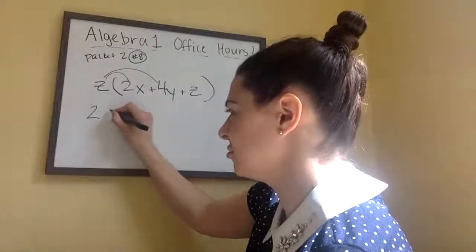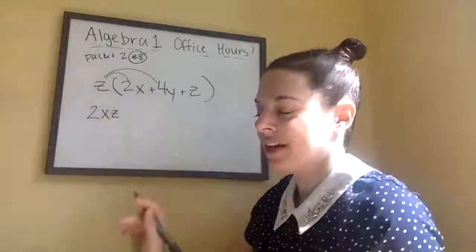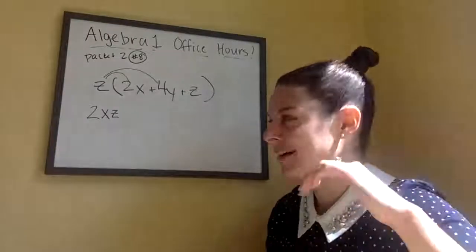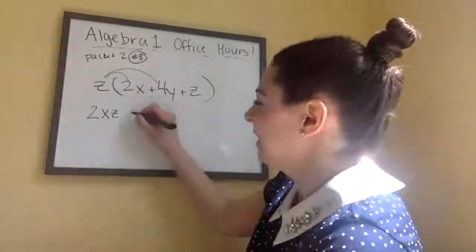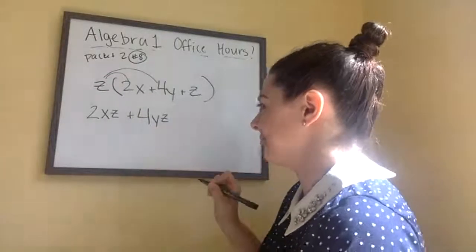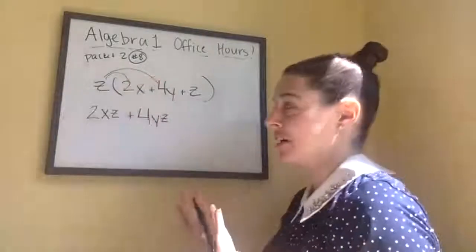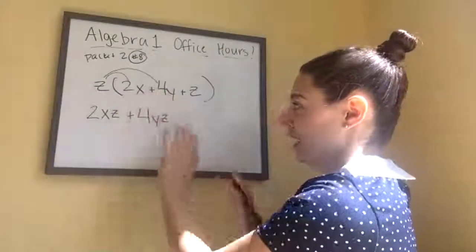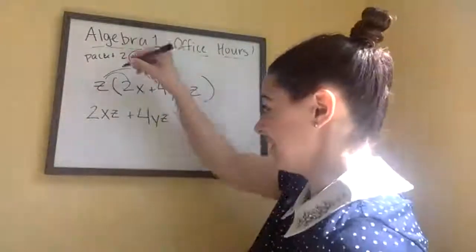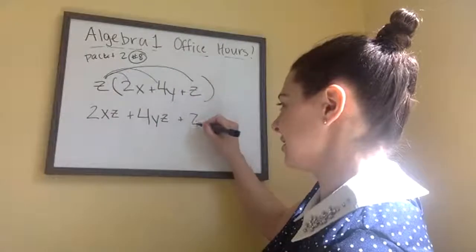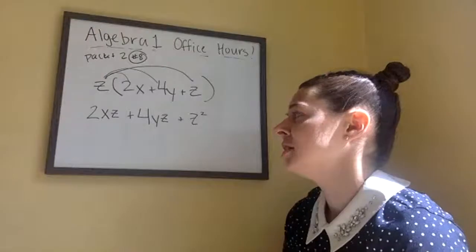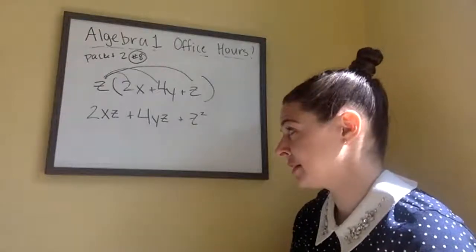So this becomes 2xz. If you wanted to do 2zx, that's also fine. The order doesn't really matter, that's up to you. Then z times 4y, that's 4yz. Remember, we can't really do anything with exponents because this is a z and this is a y. Then the last one, because this is a z and this is a z, z times z gives me z squared. So my final answer for number 8 on packet 2 is 2xz plus 4yz plus z squared.